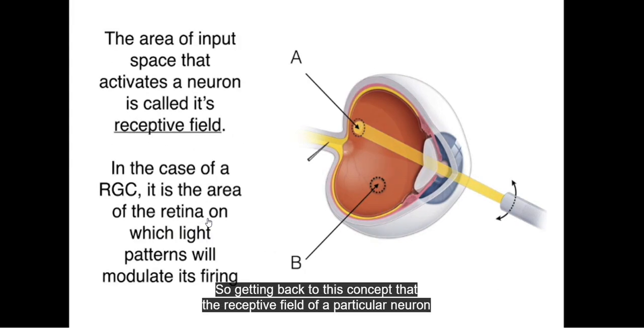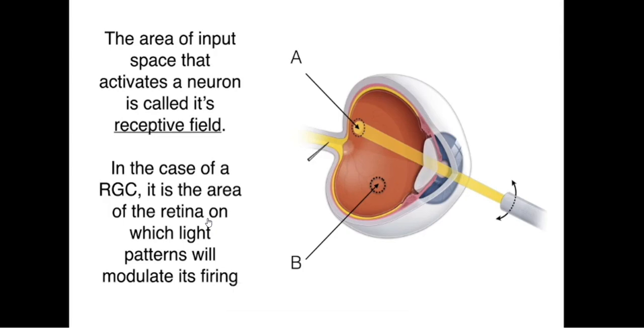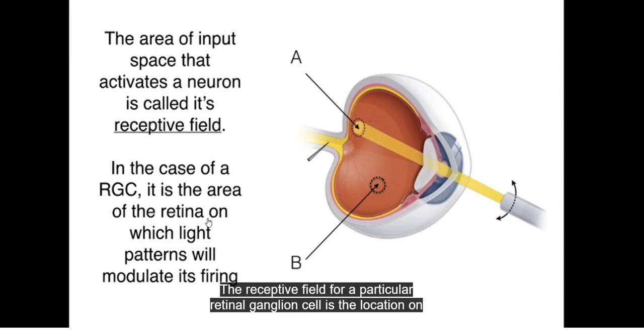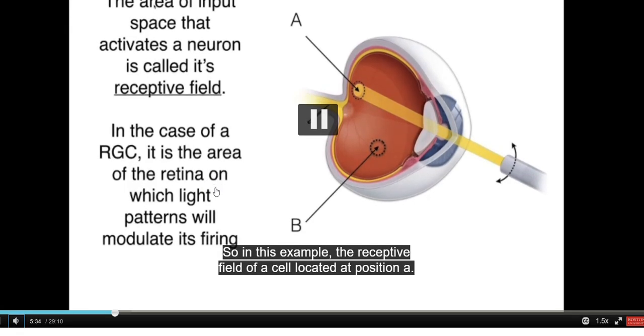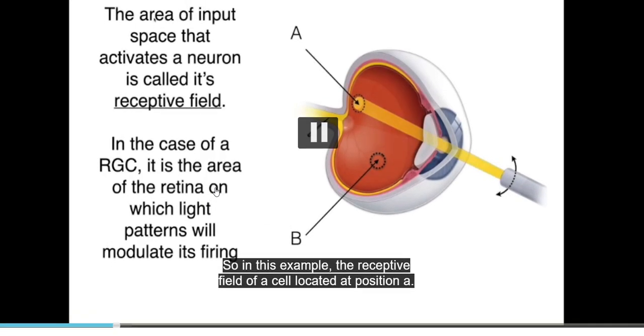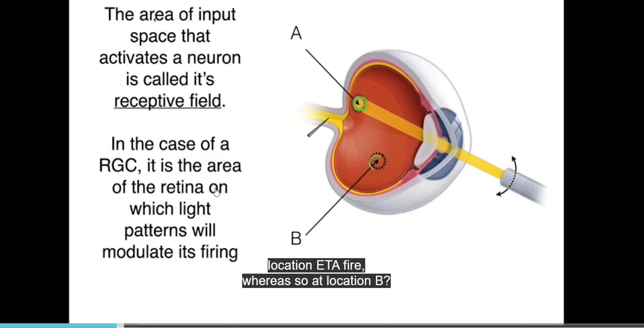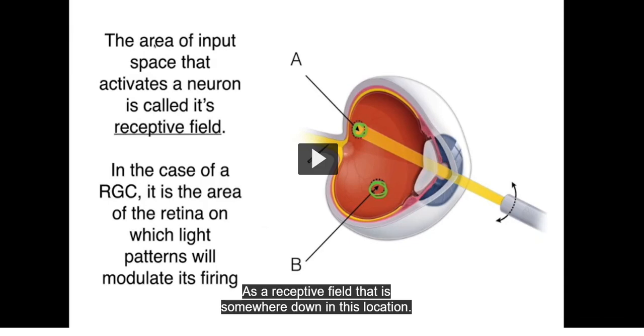So, getting back to this concept that the receptive field of a particular neuron is the area in input space that causes that neuron to be active, the receptive field for a particular retinal ganglion cell is the location on the retina where if you shine a beam of light, the cell becomes active. Or, to be a bit more precise, the location in these retinotopic coordinates where a pattern of light will modulate the firing of the retinal ganglion cell. So in this example, the receptive field of a cell located at position A is some area located here. That is the input space that causes a cell at location A to fire, whereas a cell at location B has a receptive field that is somewhere down in this location.